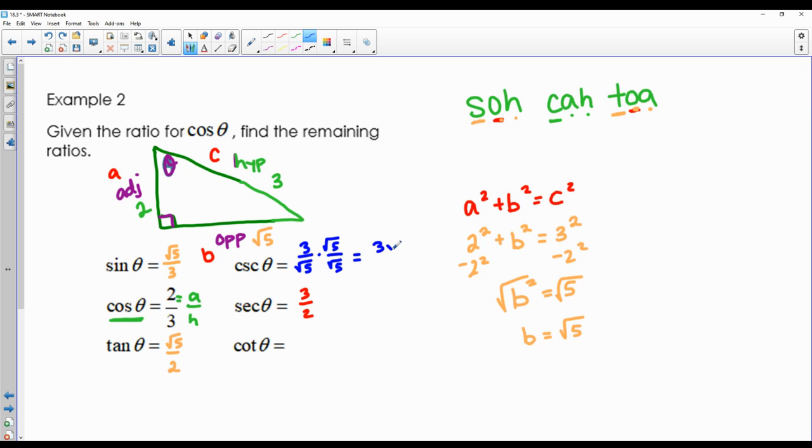Okay, so 3 square roots of 5 is going to go on the top. Square root of 5 times square root of 5, if I multiply those together, it's the square root of 25. The square root of 25 is just 5. So that'll go to 5. Same thing happens with the cotangent. It's going to be 2 over the square root of 5. So when I multiply it by the square root of 5 over square root of 5, I will have 2 square roots of 5 over the square root of 25, or 5. And there we've got all 6 of those lovely trig ratios there.